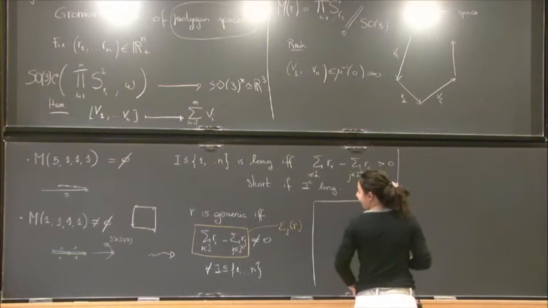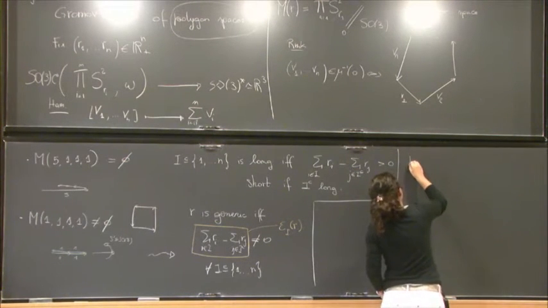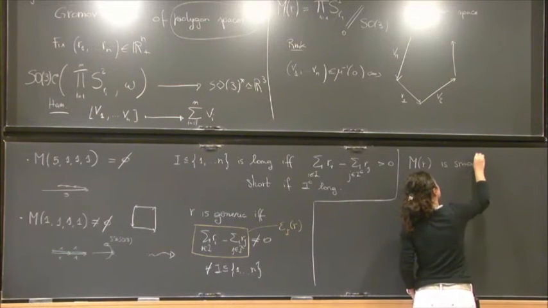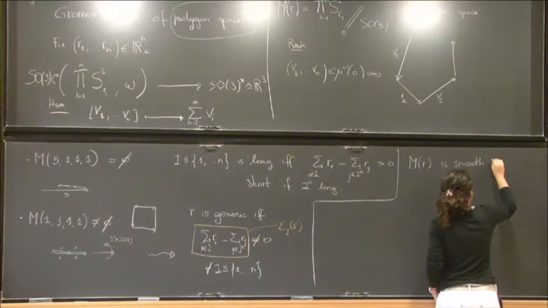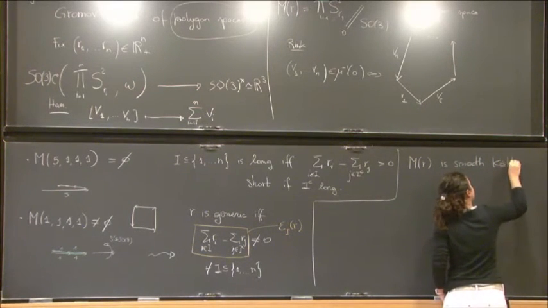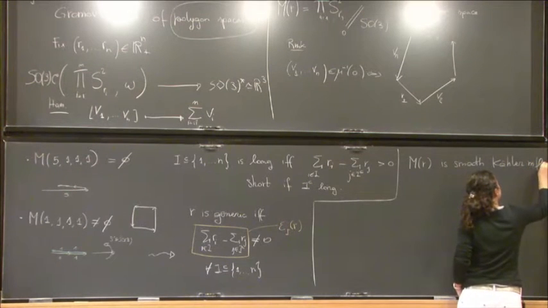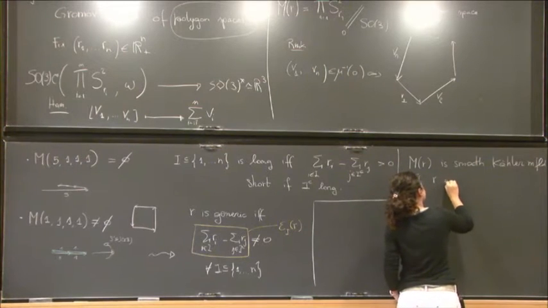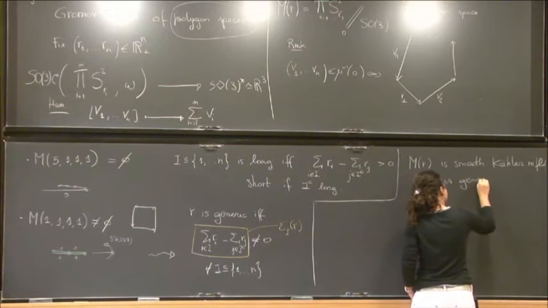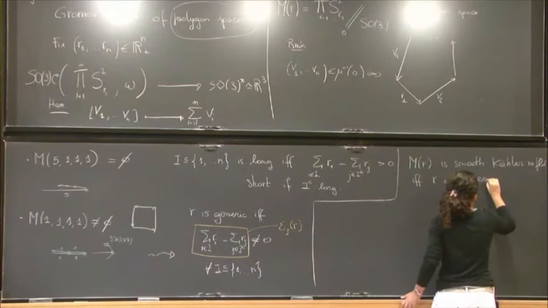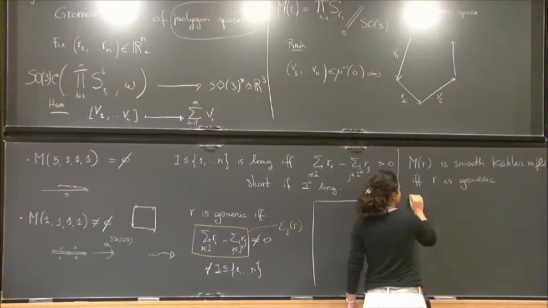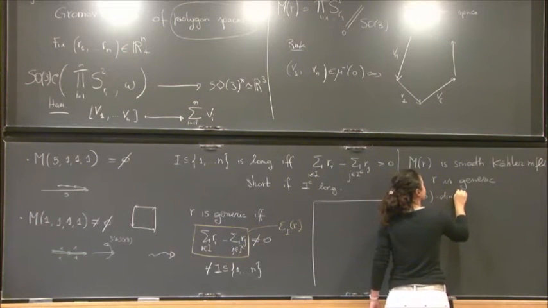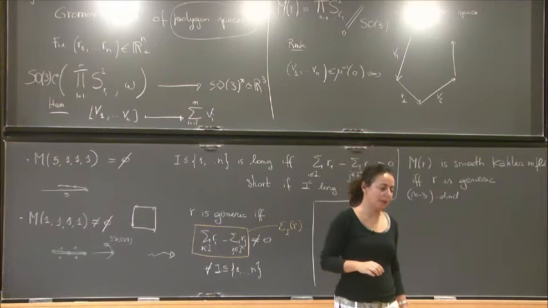So now, the polygon space MR is smooth, and it's a smooth symplectic manifold, if and only if R is generic. And in this case, it has dimension n minus 3. R is to be integral.